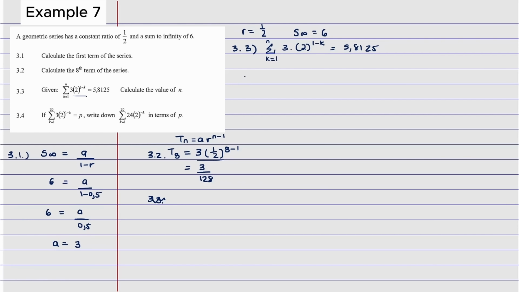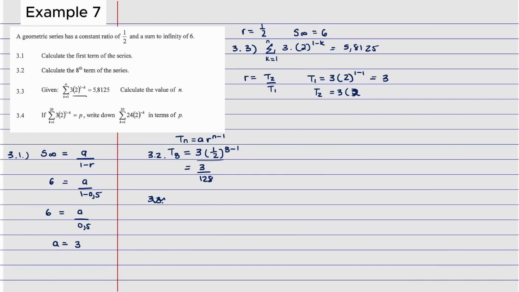So here we know that our R is equal to, let's calculate it. It's going to be T2 divided by T1. So what's T1? Our T1 is going to be 3, open bracket 2 to the power 1 minus 1, which gives us 3. Then T2, in our case, is going to be 3 times 2 here, sorry.